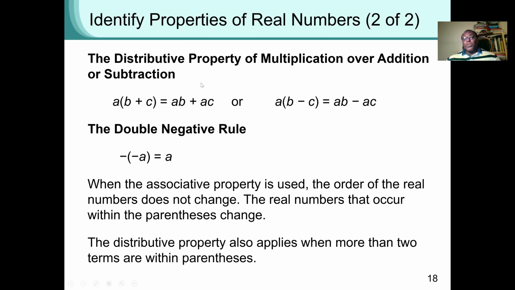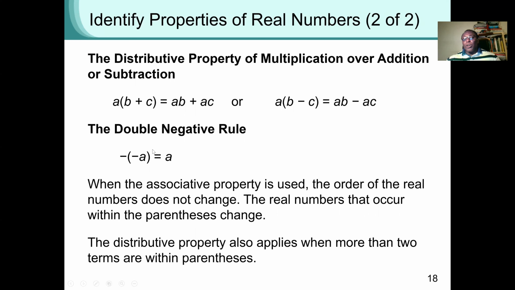Also, we have the distributive properties of multiplication over addition or subtraction. So if I have a, parenthesis b plus c, we can distribute the a to both b and c. So it will be a times b, which will be ab, plus, we keep the symbol plus, then a times c, which will be ac. Or if it's subtraction, the same thing, a times b minus a times c.